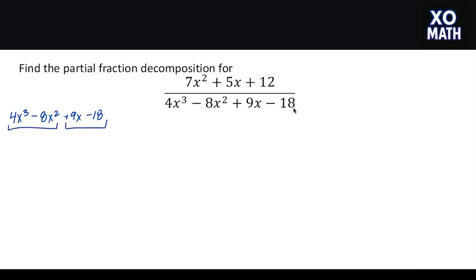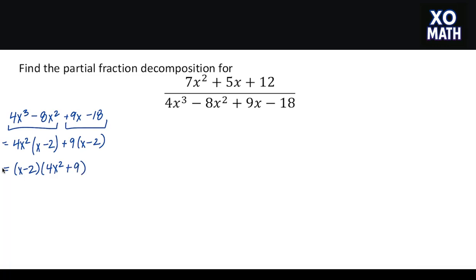From the first two terms, I can factor out a 4x², and I would be left with an x - 2. From the second two terms, I can factor out a 9, and I'd be left with x - 2. Now, we have two terms, and what they have in common is a factor of x - 2. So I'm going to factor out that x - 2, and I would be left with a 4x² from the first term and a plus 9 from the second term.